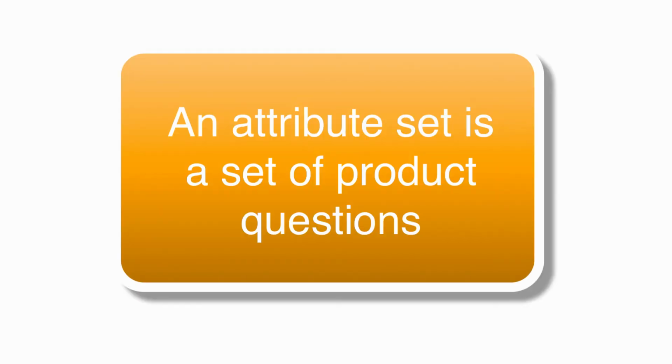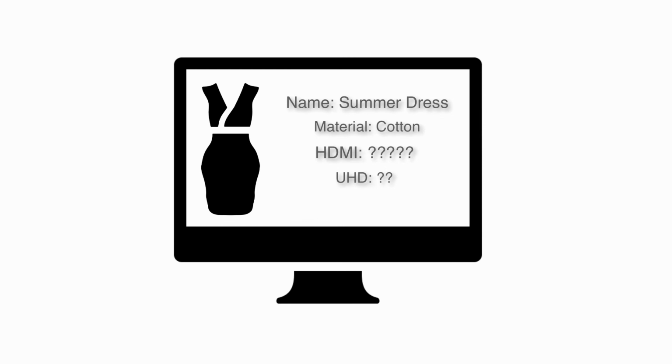Here's where attribute sets come in. So an attribute set is a set of questions. So imagine we're putting a dress into our system. We start typing the name of the dress, and then it starts asking us specific questions. So we might say, what material is it made of? Okay, so we can say it's made of cotton. And then it might come up with a question which says, how many HDMI slots has this dress got? Well, that's an irrelevant question for that particular dress. Is it ultra high definition? Well, that again is an irrelevant question for the dress. So we're not asking the right questions there for the product.